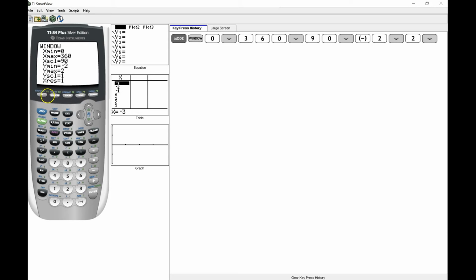So let's go and put in our graph here. Make sure your plots are off, and I'm going to put in sine of x and then trace.